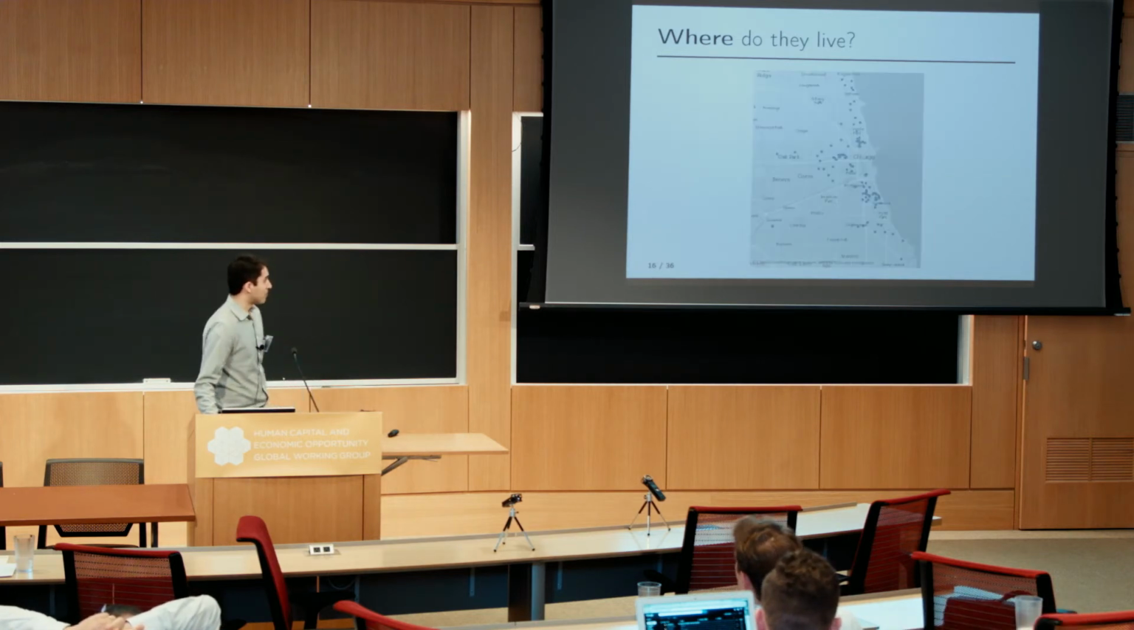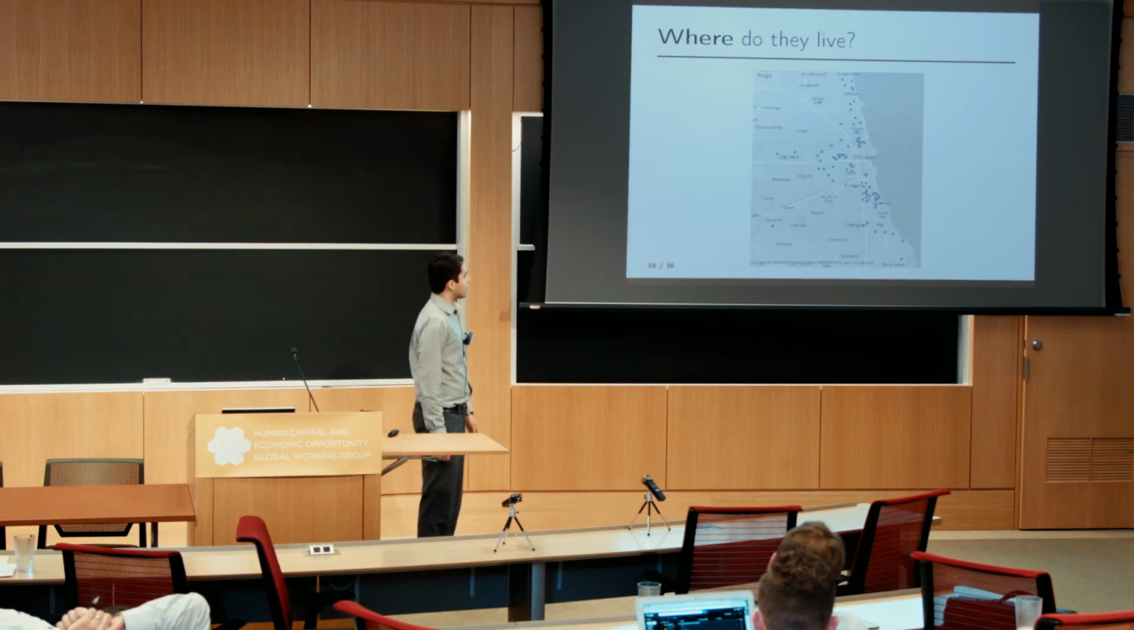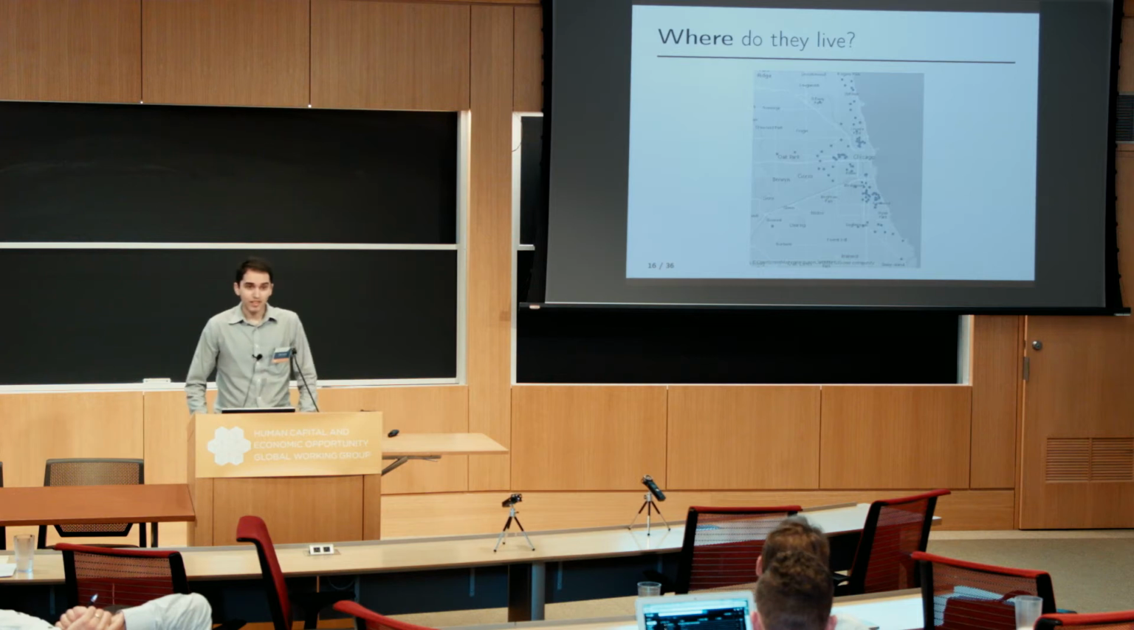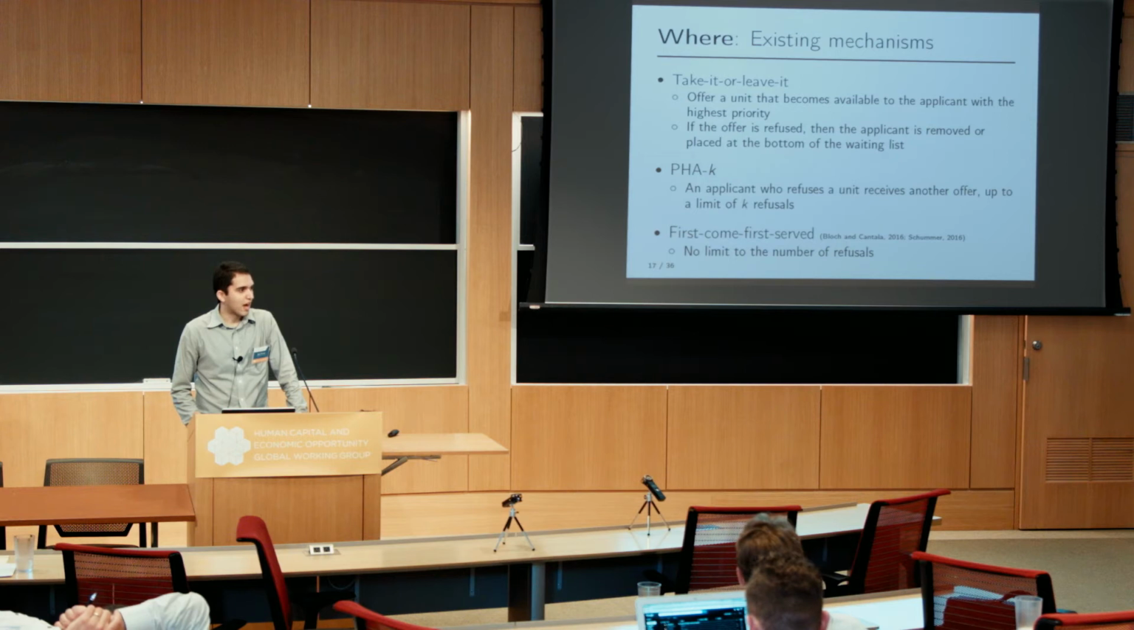So here's a map of public housing in the city of Chicago. As you can see, somebody might be working in Uptown, and they might end up getting a place to live in Englewood, and that's really far away. And so one of the key objectives is going to be to prevent something like that from happening. Unfortunately, the existing procedures that are used for assigning public housing make that happen quite frequently.